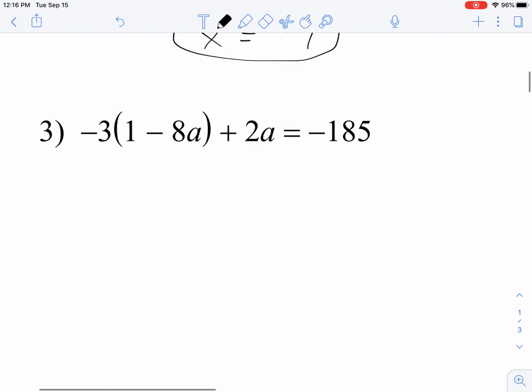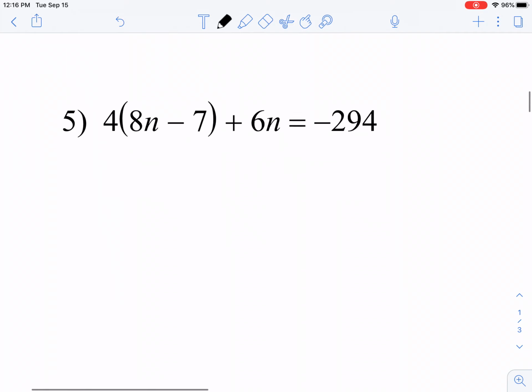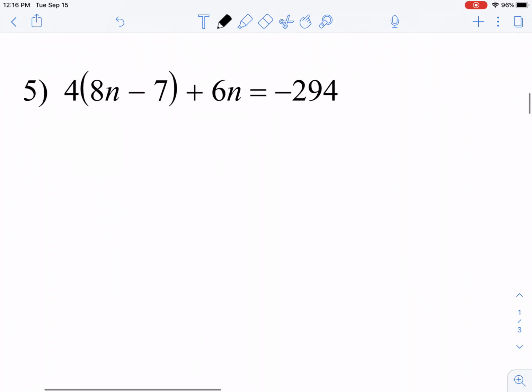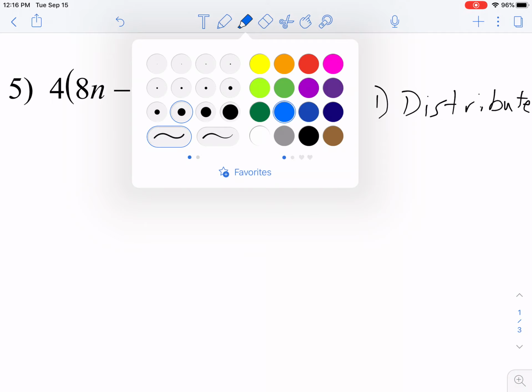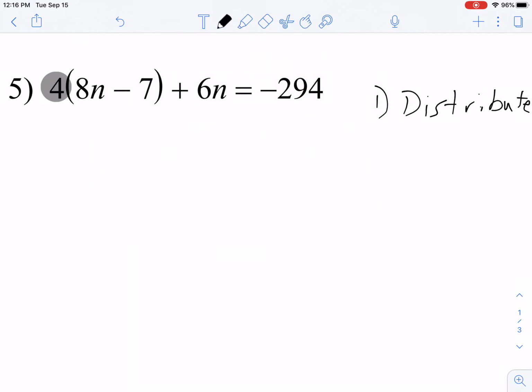Now we're going to skip problem 3 because we want to look at problem 5. So my first step on this problem would be to do distributive property again. So I'm going to distribute. And so I want to take this 4 and distribute to the 8 and the negative 7. So 4 times 8 is 32n. 4 times negative 7 is negative 28. 6n just comes straight down. It's equal to negative 294.